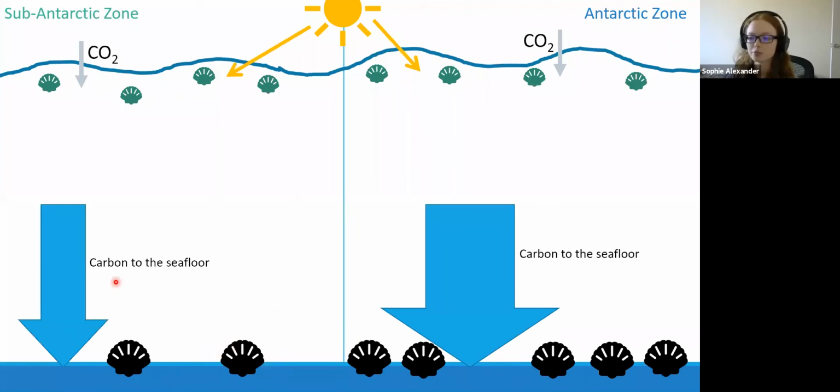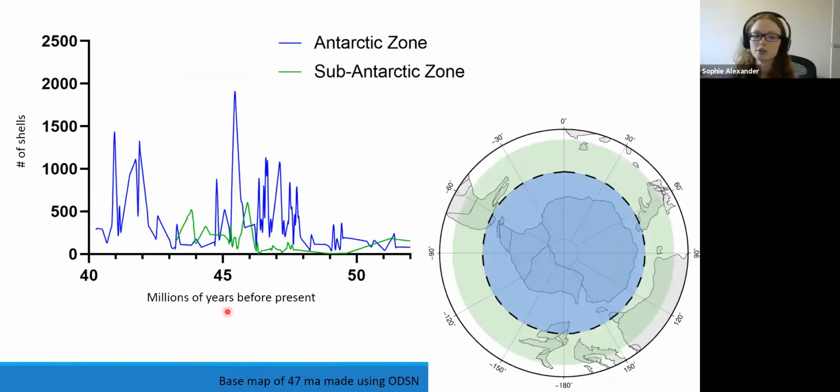So therefore, we assume we have less organic carbon coming to the seafloor. But in the Antarctic zone, we've got much more of these shells, so we assume there's more carbon. So if we put that on a graph over time, on the x-axis, we've got millions of years before the present, going from 52 to 40 million years ago. And the y-axis, you've effectively got number of shells or the amount of carbon coming down.